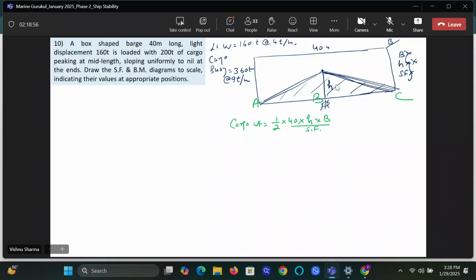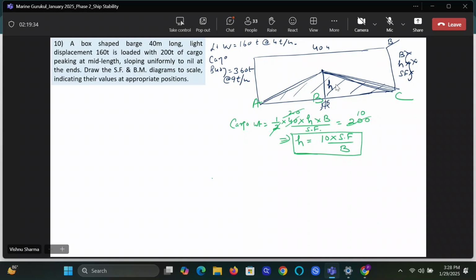Correct, guys? Yes, sir. And this cargo weight is given to us as 200 in the question. This 2 will cancel this 20, this 20 will cancel this and will become 10. You can have B equal to this or H equal to this, whichever you want. That means H will be equal to 10 into stowage factor upon B. Do you agree with this relationship? Yes, sir. Okay.